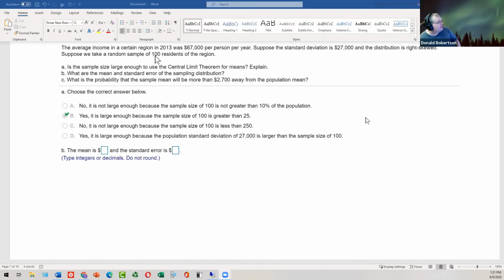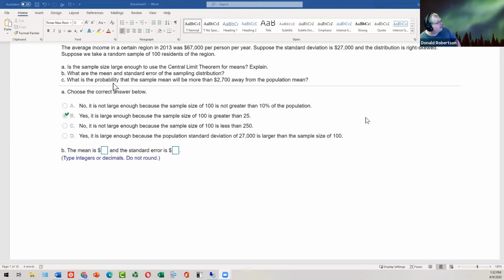Well, if you took these 100 people and you did it lots and lots of times, you'd get this thing called the sampling distribution. Its mean is the same as the population, so it'll still be 67,000. Its standard deviation won't be this guy. It'll be this guy divided by the square root of n, which in this case is 10. So you'll end up with 2,700.